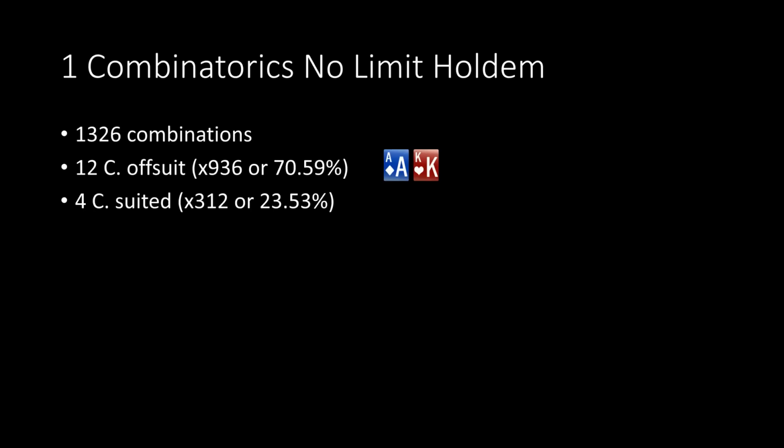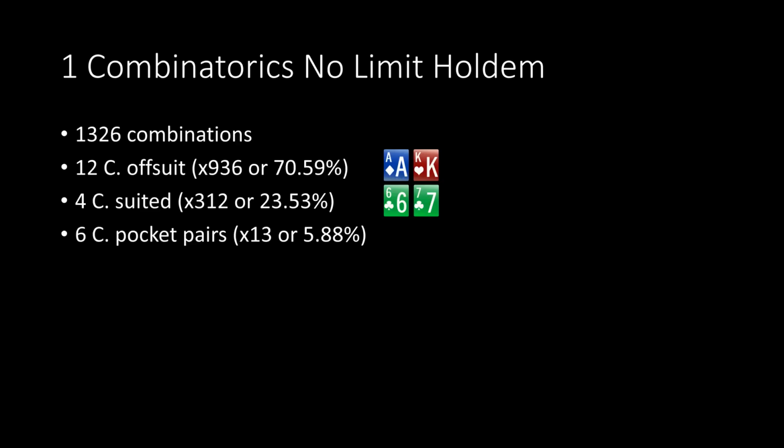No limit hold'em, there's 1,326 combinations. 12 of them are offsuit. These represent a little bit more than 70% of our range, for example, ace-king offsuit. We don't have as many suited combinations. We only have about a quarter of all hands being suited. And we got a couple of pocket pairs also, which represent about 6% of our overall range.